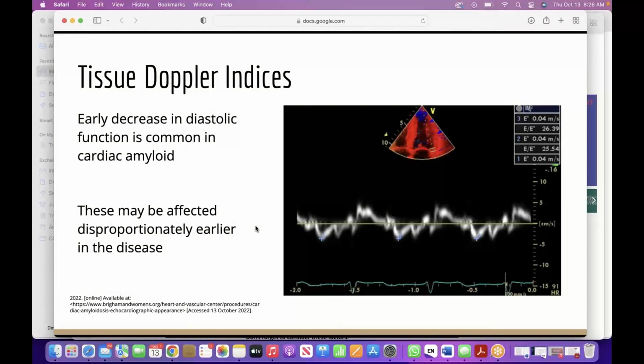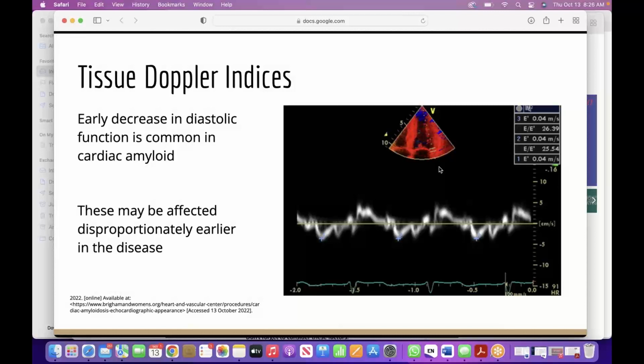One of the early tip-offs, as well as diagnostic parameters, in the assessment of amyloid was on tissue Doppler imaging. Here we have a tissue Doppler of the mitral annular plane of the lateral annulus, and with an E prime velocity of 0.04 meters per second, this would be markedly abnormal. Less than 0.10 meters per second would be considered abnormal, so this is quite low.